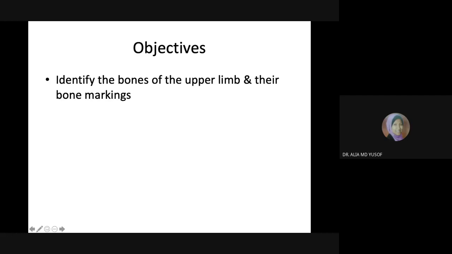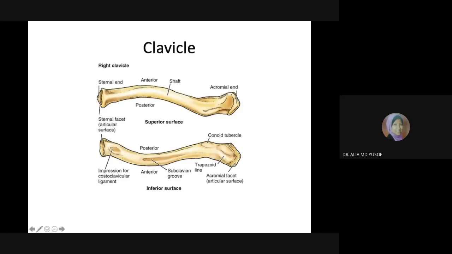So setiap satu tulang dalam badan kita mempunyai special characteristic, dan special characteristic inilah yang kita perlu kena pasti dalam mempelajari bone marking. So we will start with the proximal most bone. Hari ini kita akan buat clavicle and also scapula, right? So this is the clavicle, okay?